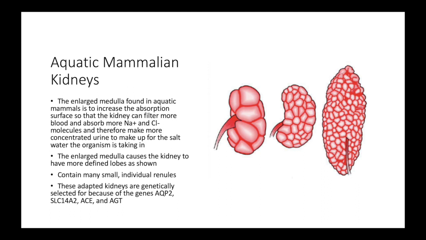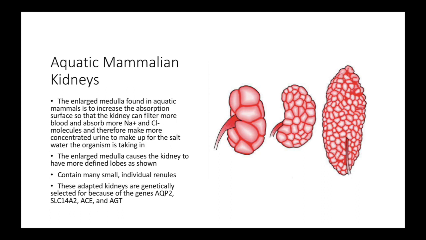organism is taking in. As I mentioned in the previous slide, the medulla is where the reabsorption and secretion happens. The molecules needed in the blood are reabsorbed as well as water is reabsorbed to hydrate the body. Excess sodium and chloride ions are secreted to regulate the salt content in the blood to maintain homeostasis.